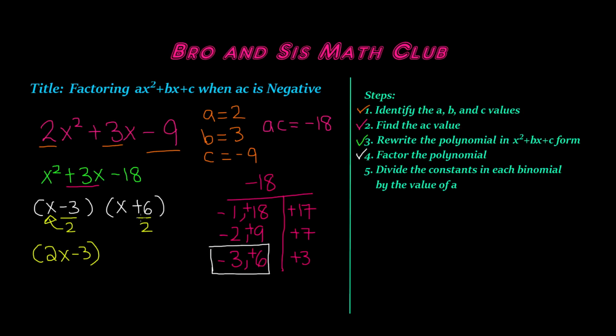Let's go ahead and do the second binomial. So we have x plus 6 divided by 2. We know that 6 does divide evenly by 2, 3 times. So we're going to get x plus 3. And this is how you factor ax²+bx+c when ac is negative. So we've done step 5 and we have our answer, which is 2x minus 3 times x plus 3. And if you want to check your answer, you can always do FOIL or the distributive property.